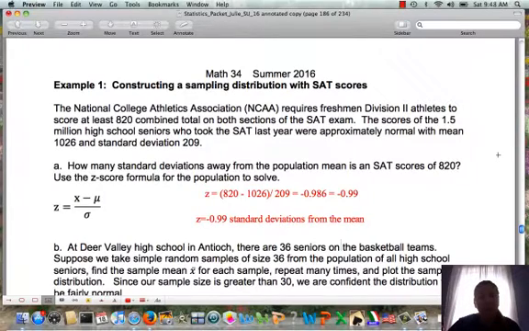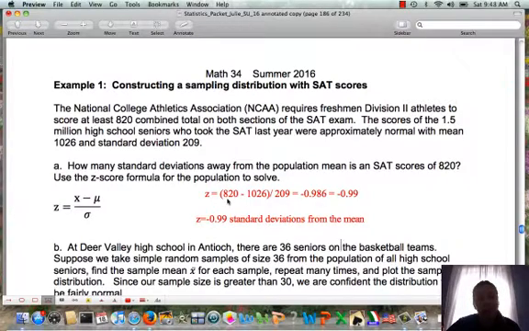Question A asks, how many standard deviations away from the population mean is an SAT score of 820? Use the z-score formula for the proportion to solve. Our z-score formula is that the number of standard deviations z equals the value we're looking at, x, minus the mean divided by the standard deviation. In this case, we're looking at an SAT score of 820, so we're imagining one student with a score of 820.